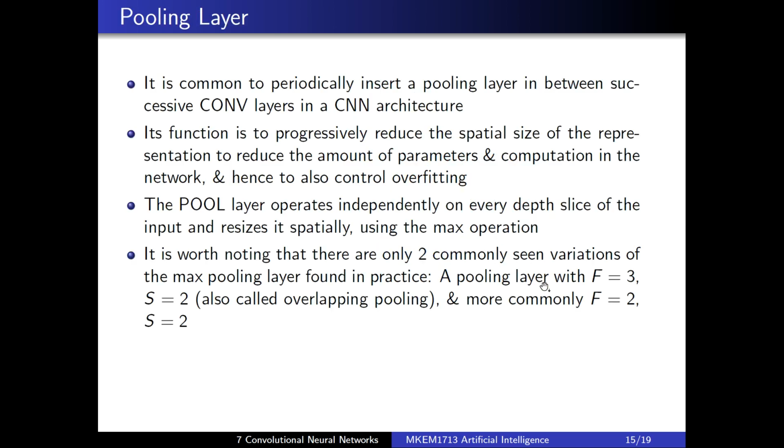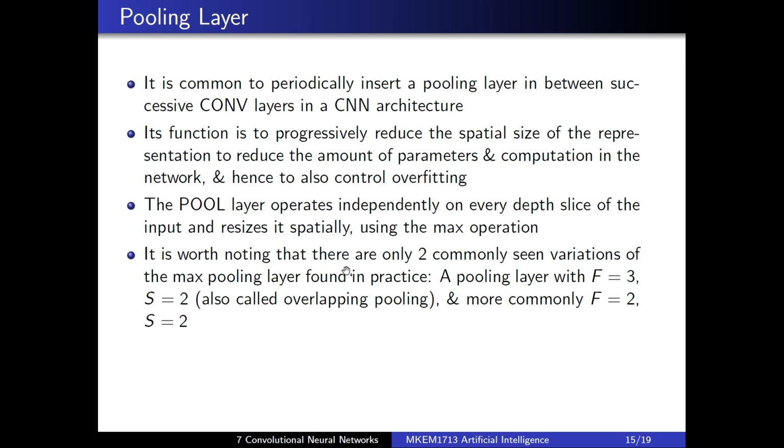So what is a pooling layer? It is common to periodically insert a pooling layer in between successive convolutional layers in a CNN architecture. Its function is to progressively reduce the spatial size of the representation to reduce the amount of parameters and computation in the network, and hence to also control overfitting. The pooling layer operates independently on every depth slice of the input and resizes it spatially using the max operation.